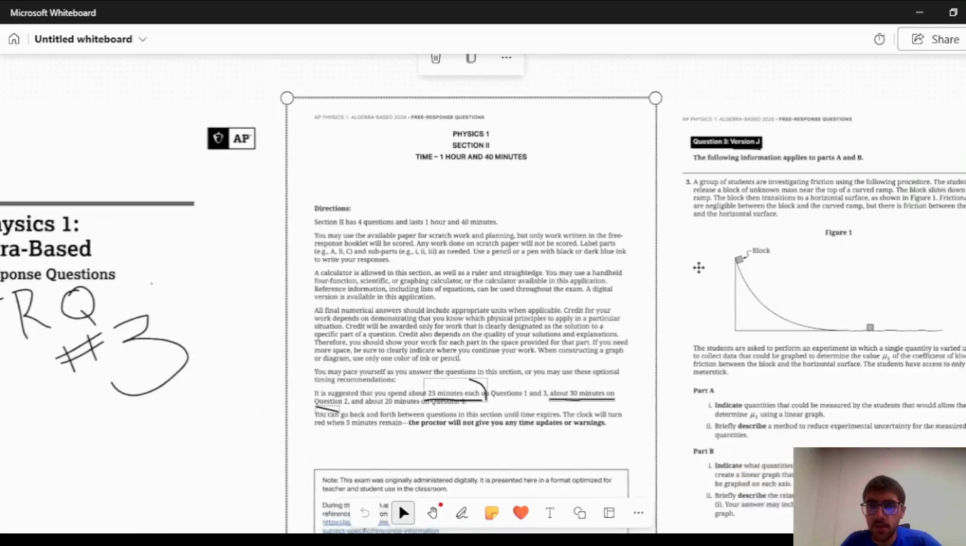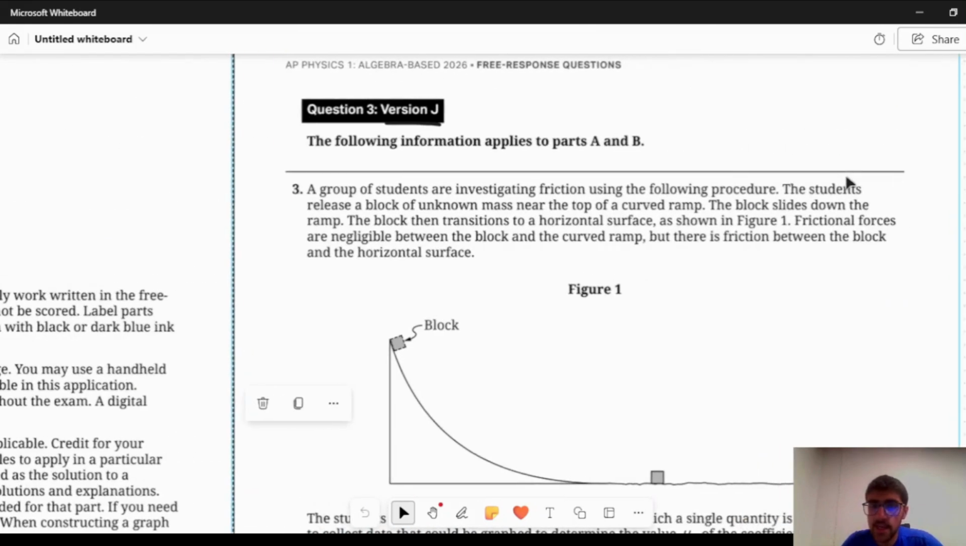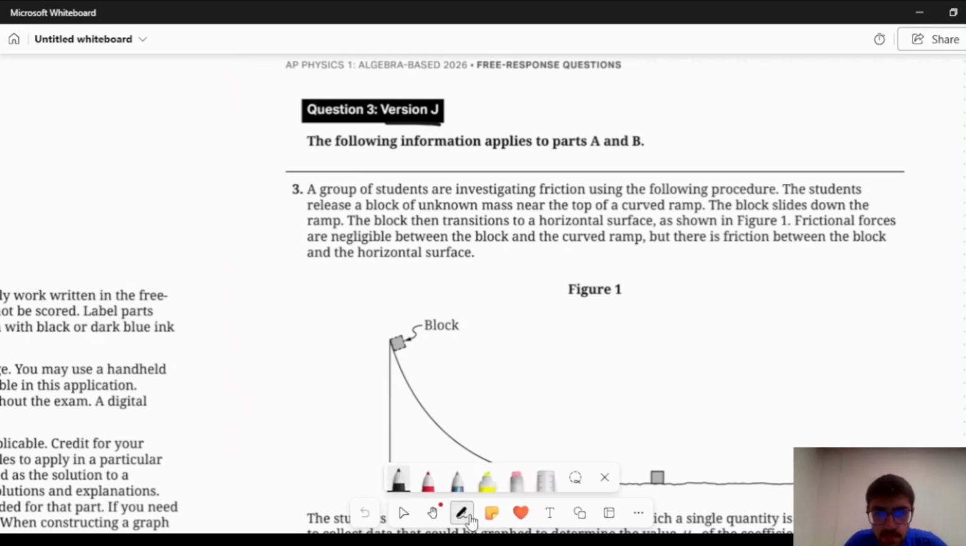Just so you know, FRQ 3 is always an experimental question, so there are students doing an experiment, and you have to help them make an equation to find what they're finding. There are often limitations, like they can't measure velocity or the mass. And lastly, this is version J, the only one College Board released. So, let's get started.